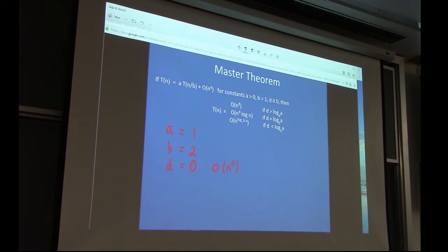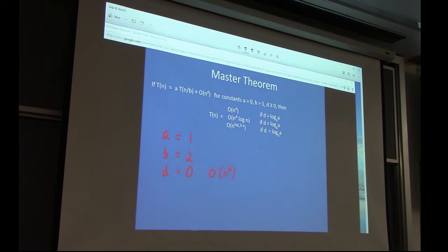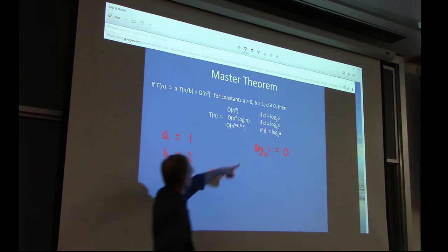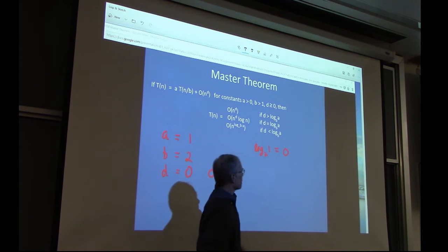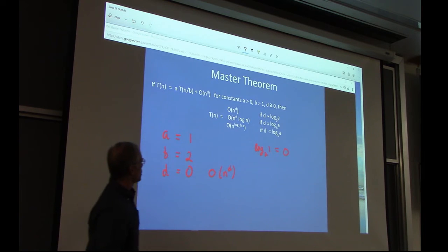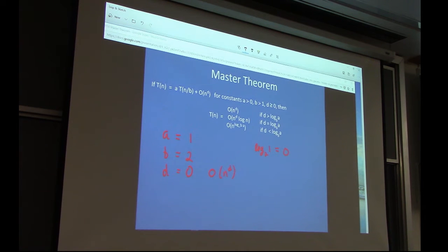Okay? Once you've done that bit of analysis, it's easy to apply the master theorem. So in each case, we've got to compare D, which is 0, to log base B of A, which would be log base 2 of 1. So to what power do you raise 2 to get 1? 0. So what do we have? Which case are we in now? We've got D is 0 and log base B of A is 0. So which of these 3 cases are we in? Okay, we're in the second case. So the answer is O of n to the D log n. So O of n to the 0 log n, which is just O of log n, which is what you'd expect.